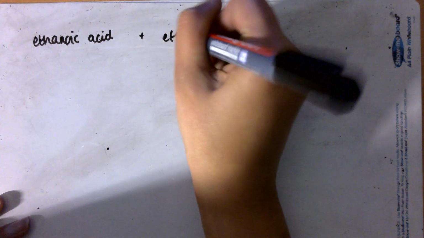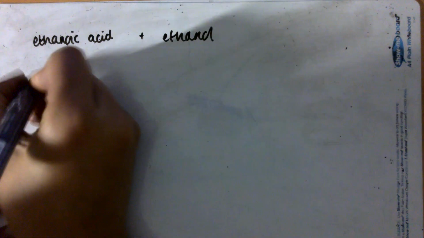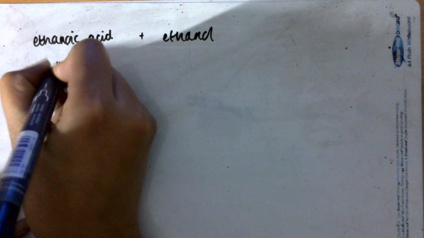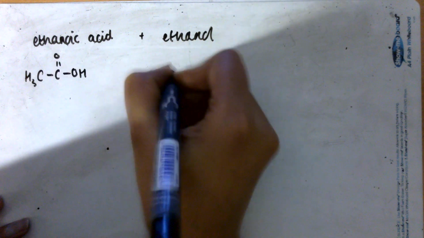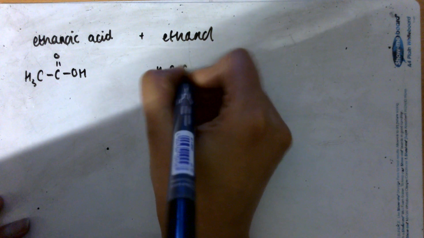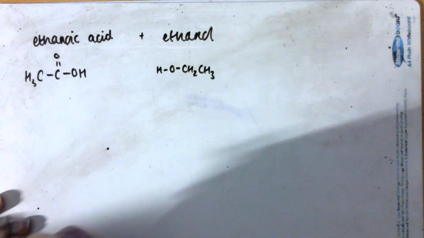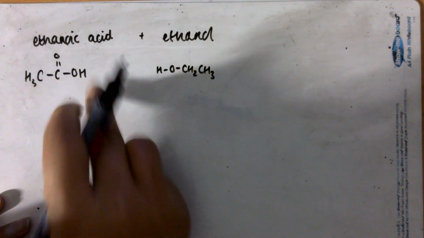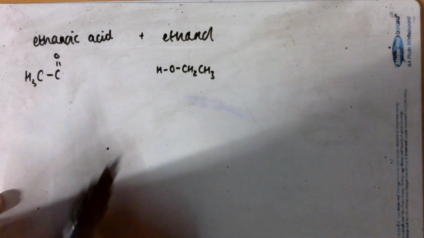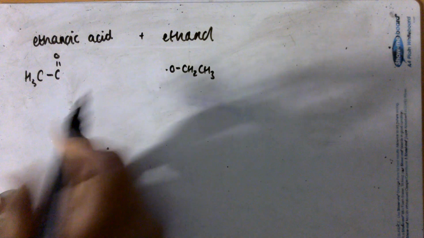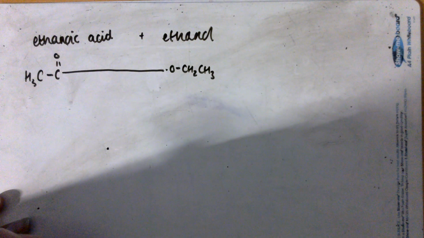So let's have a quick look at writing out what something might look like. If I had ethanoic acid and I wanted to react it with ethanol. Ethanoic acid looks a little bit like this, and our ethanol looks a little bit like this. We can lose our OH from our ethanoic acid, and we can lose our hydrogen from our ethanol, and we could form our ester.